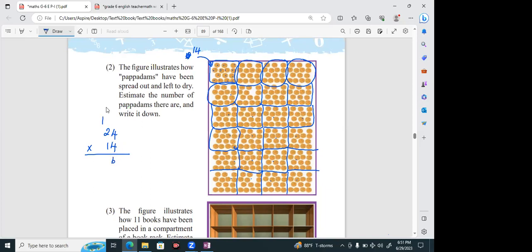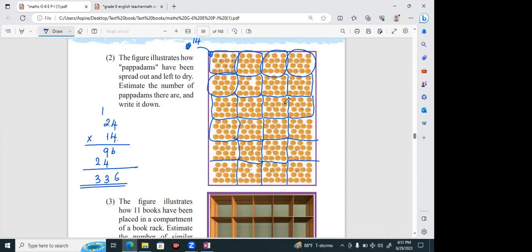4 times 2, 8 plus 1, 9. 1 times 4, 4. 1 times 2, 2. Then 6, 336 papadams should be there. Then without counting one by one, we just found the estimate or the close value to the number of papadams in this figure. No?